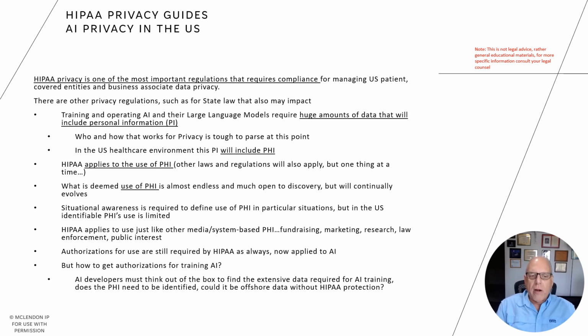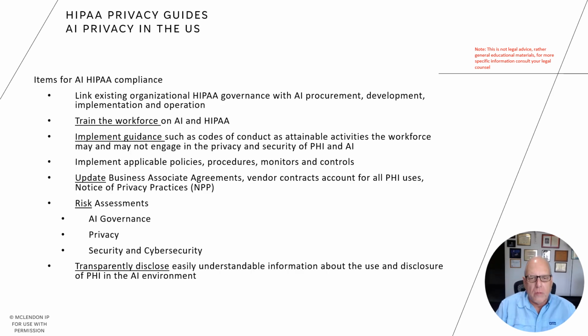Authorizations are still going to be required by HIPAA. And now it is, how do you get around having authorized use of the information within your AIs? That's a good question for your legal counsel. How do you get authorizations for using real data to train your AIs? So you're going to have to think out of the box to find the extensive data required for AI training. And does the PHI need to be identified? Could it be offshore data without HIPAA protection?